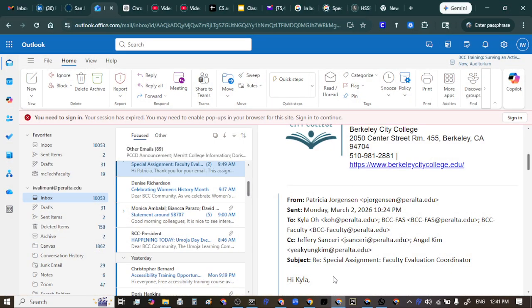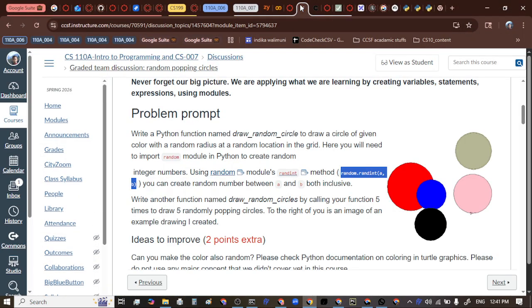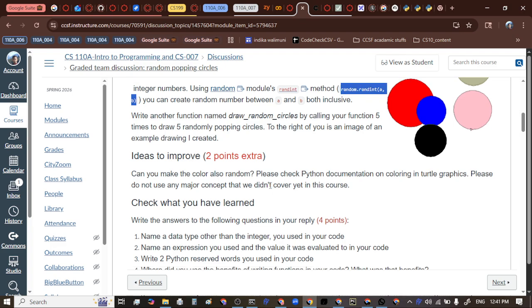Okay, this one, sorry. Right here. See that, the extra credit one? You have to make the color also random.